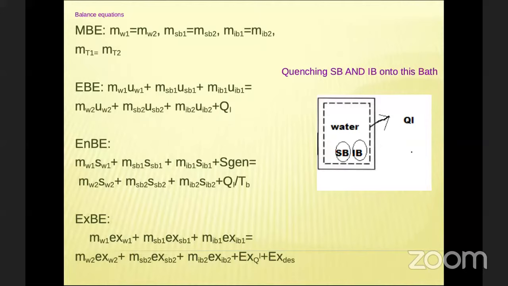And next comes the exergy balance equation. Once again, we can derive it from the energy balance equation, replacing the U by E. So mw1 ex1 is the total exergy of water: mass of water multiplied by specific exergy of the water. Total exergy of the water at inlet. The second term, total exergy of the steel bar at inlet. The third term, total exergy of the iron bar at inlet. This is equal to total exergy of water at outlet, total exergy of steel bar at outlet, total exergy of iron bar at outlet, plus there is a heat loss. Look at the diagram. So thermal exergy loss plus exergy destruction.